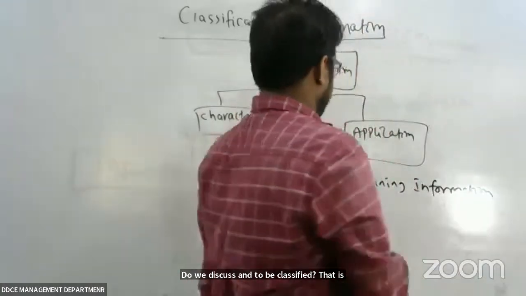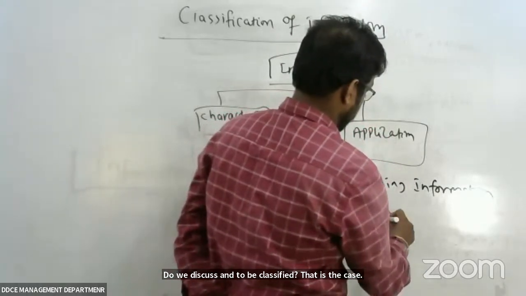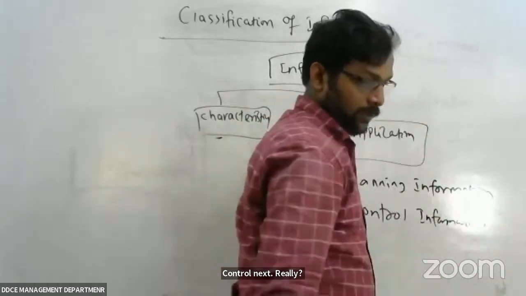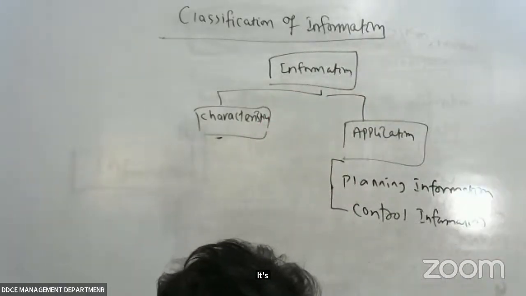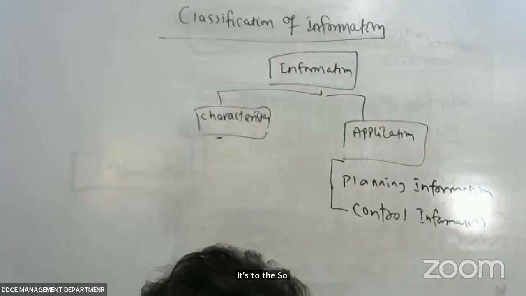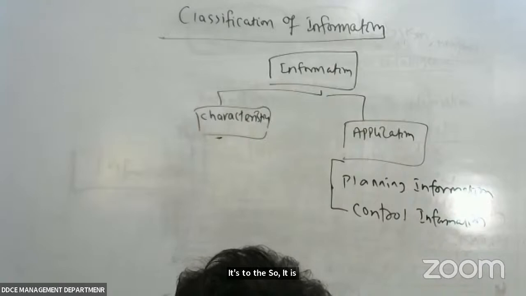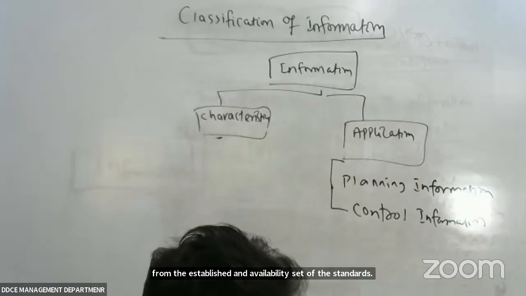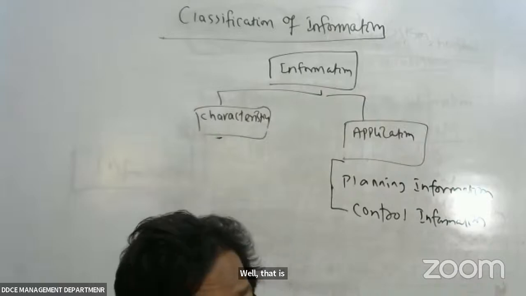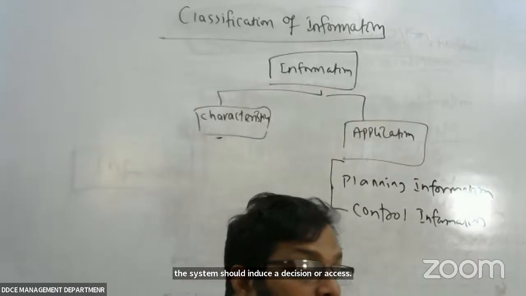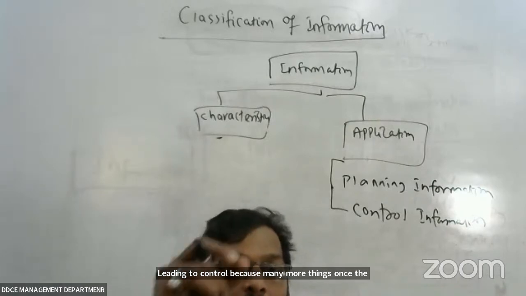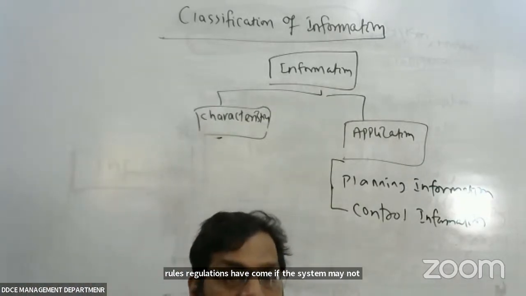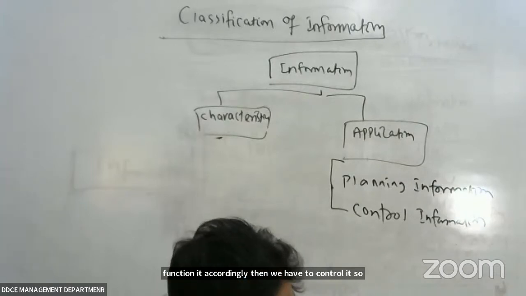Next is the control information. Control information reflects when there is a deviation from the established standard. We have already set up the standards and the designs. When something deviates, the system should induce a decision or action leading to control. Once the rules and regulations are formed, if the system does not function accordingly, we have to control it. For that purpose, what related information do we need? That is control information.